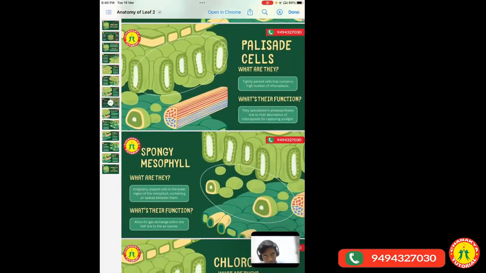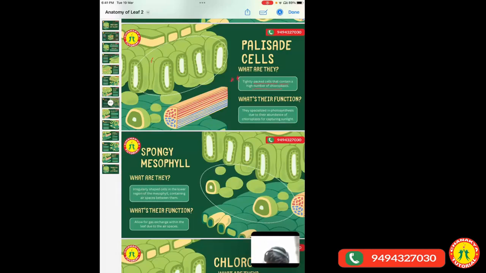Then we have the next type of cells called the palisade cells. These palisade cells are basically a kind of mesophyll cells only, but they are tightly packed cells. Mesophyll cells are somewhat loosely packed, whereas the palisade cells are tightly packed and contain a higher number of chloroplasts. Again, a very important question.